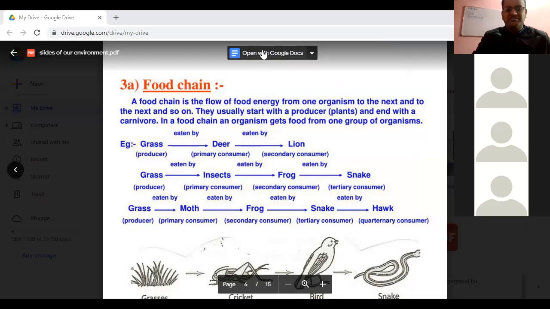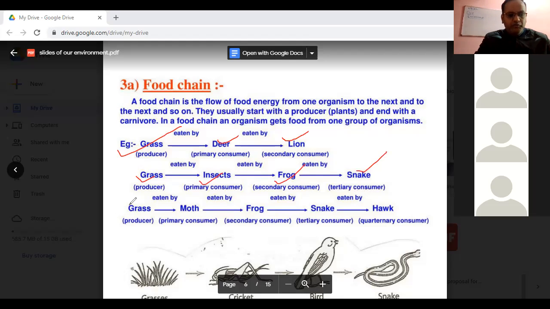For example, let us first see the chains, and then we will go to the definition part. You see one very first example: grass, which is a producer, is eaten up by the primary consumer, the deer. Deer is eaten up by the lion, which is the secondary consumer. Again, the next example: grass, a producer, is eaten up by an insect, which is a primary consumer. The insect is eaten up by a frog, which is a secondary consumer, and a snake eats the frog. The snake is a tertiary consumer.